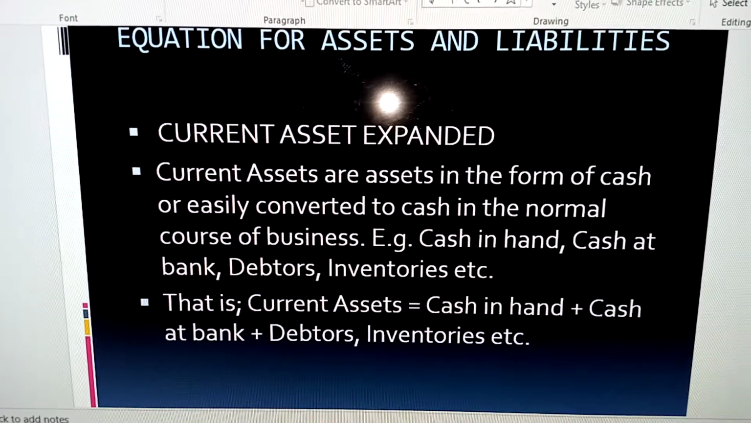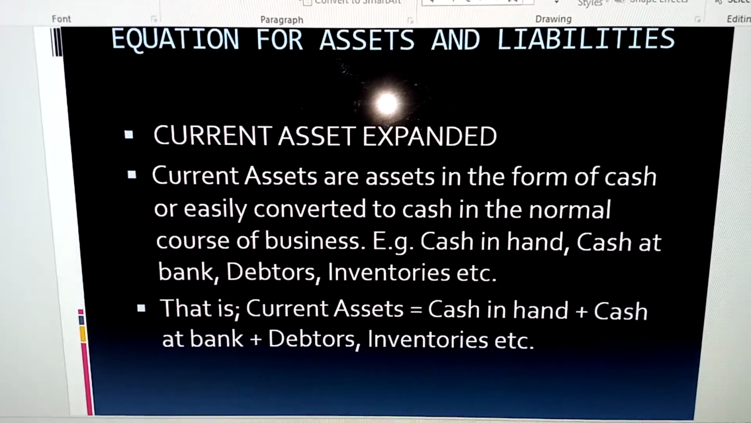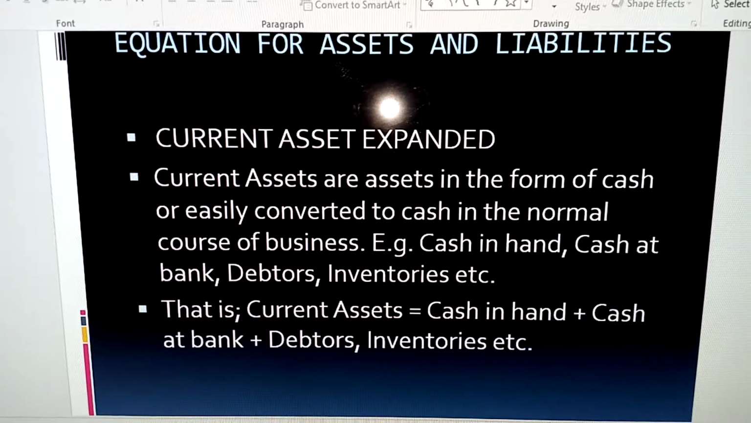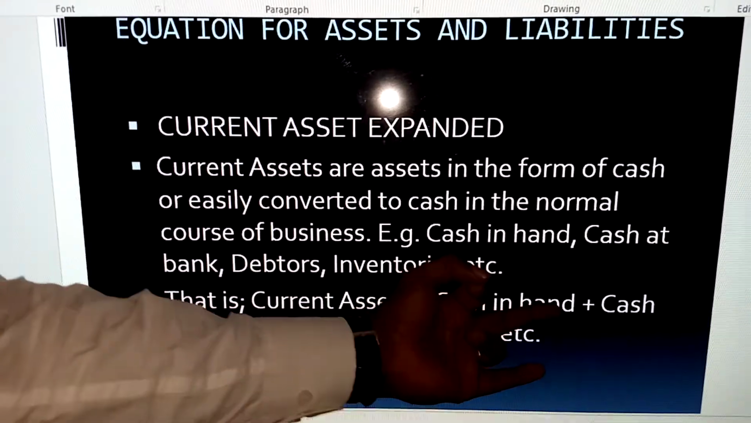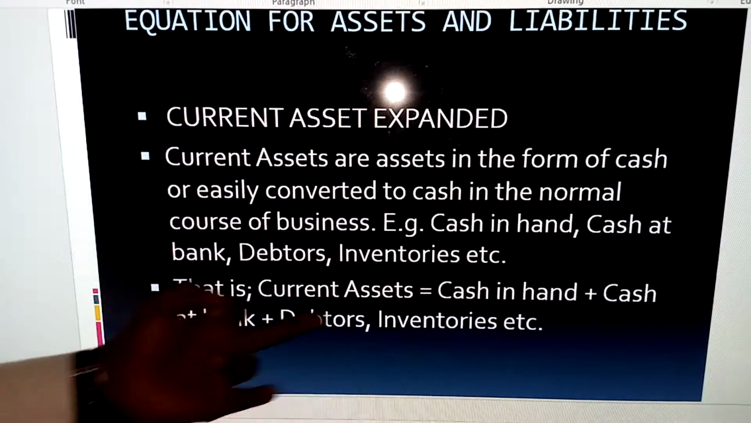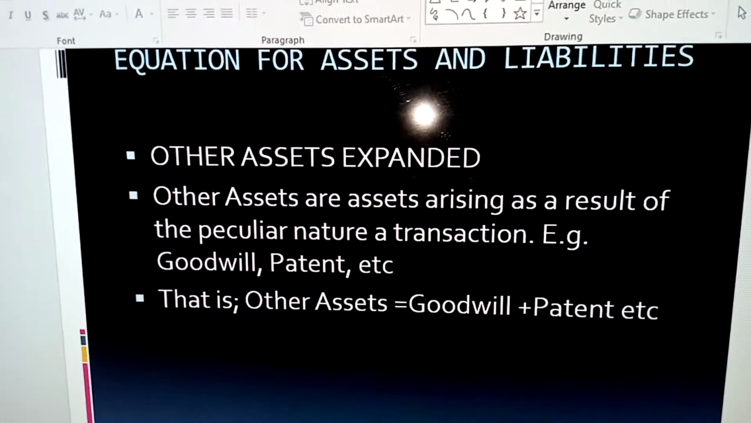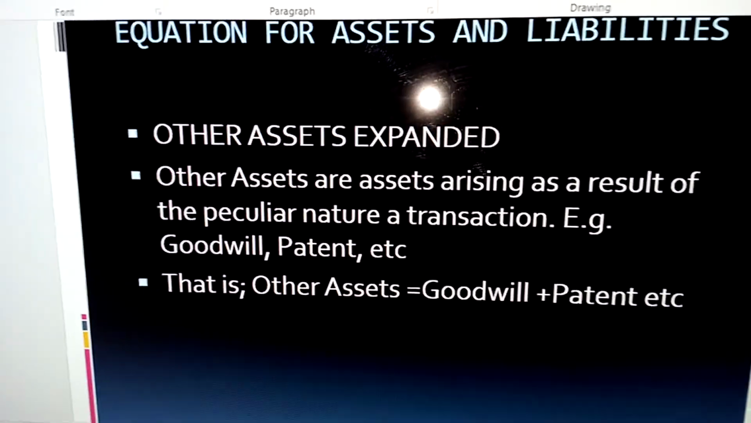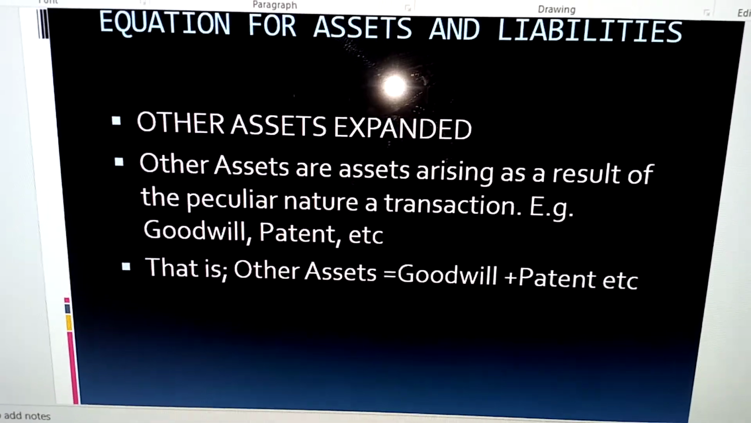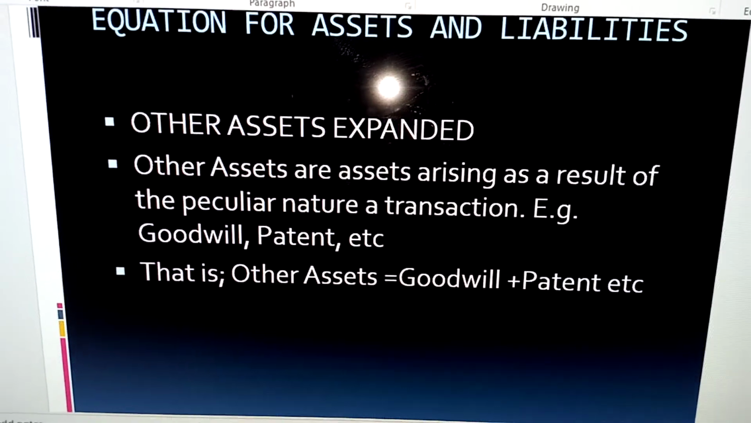A combination of all these items will form the equation for what? Current assets. So we can say our current asset is what? Cash in hand plus cash at bank plus debtors, inventories, and so on. So we already established that our asset is a function of what? Non-current assets, current assets, and other assets.